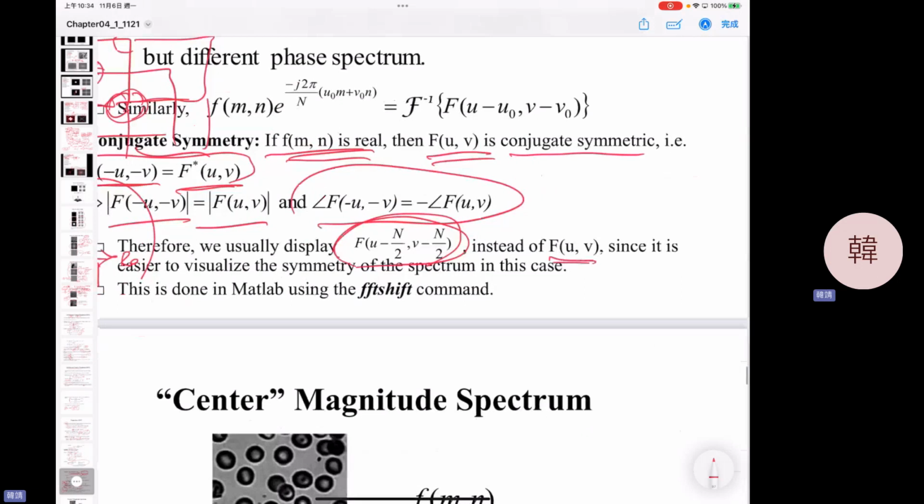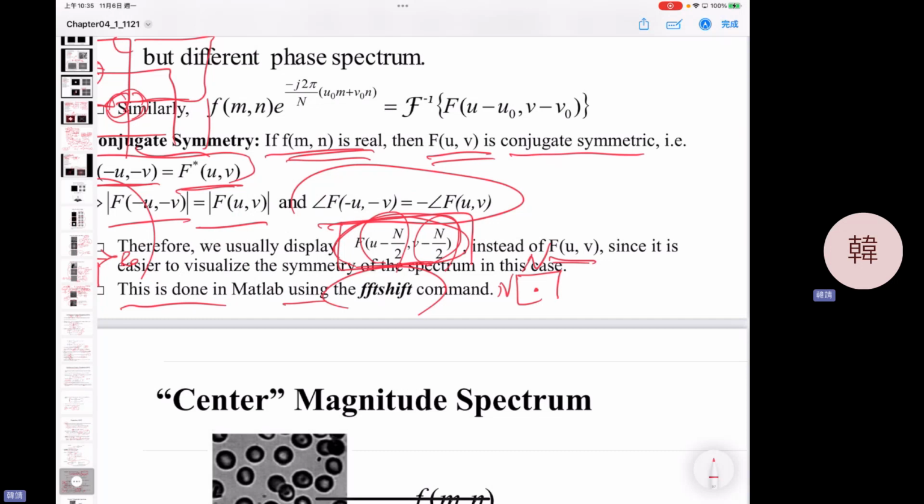Also, instead of this F(u,v), we always display our image magnitude spectrum in u minus N divided by 2, and v minus N divided by 2, because your image is an N by N image. So you are shifting to the center here, since it is easier to visualize the symmetry of the spectrum of your image. This is done using FFT shift. Okay, we just mentioned how you do that.